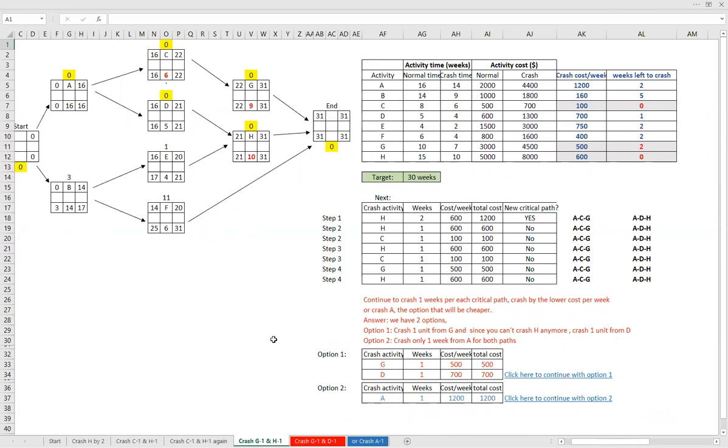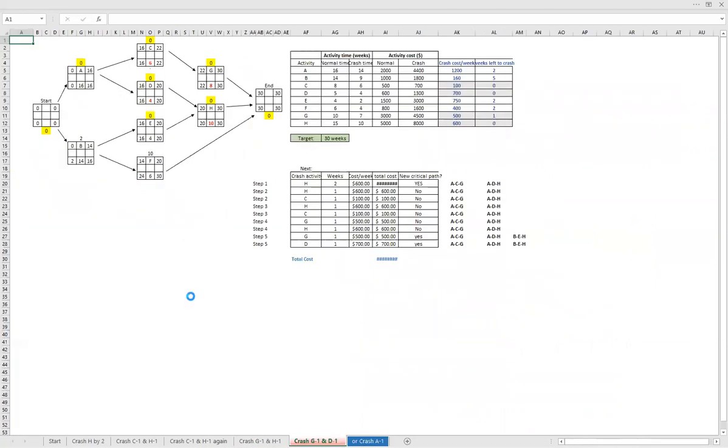So either we continue with finding 2 activities on each critical path and crash each by 1 week, for example, G and D, which are the possible 2. That will give us a 1200 cost. Or, because A is 1200 cost per week, we can crash only A and reduce the project to 30 weeks. So either way will give us the same result. First of all, let's click and see option number 1, crashing G and D 1 unit each.